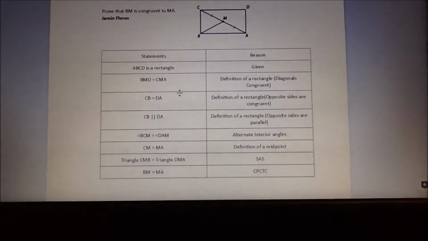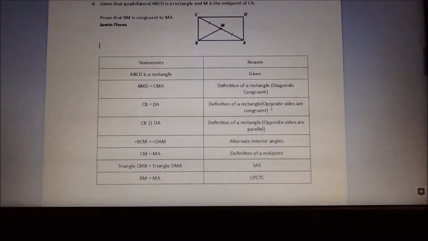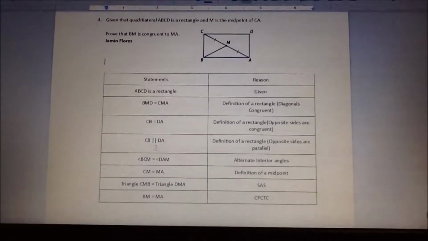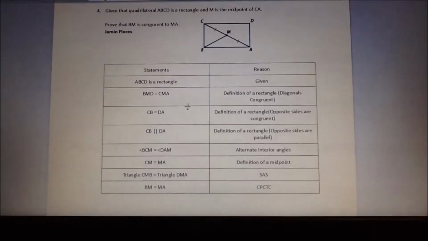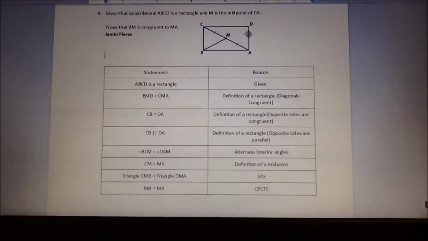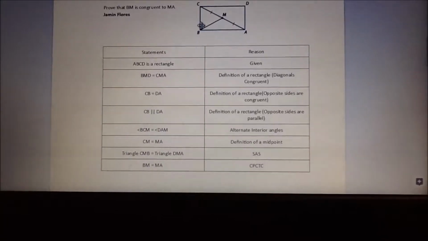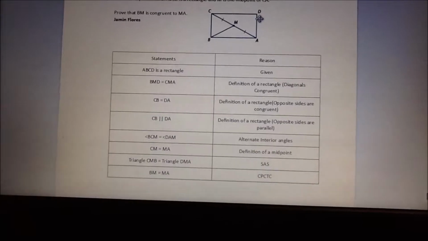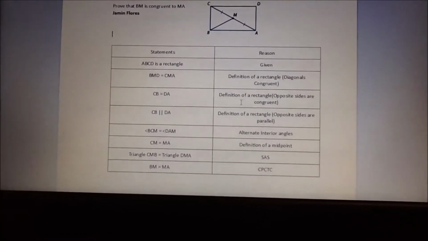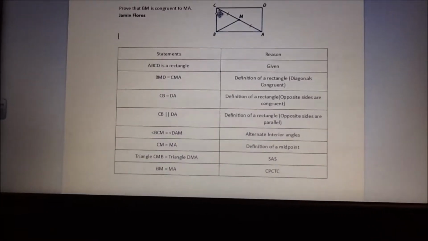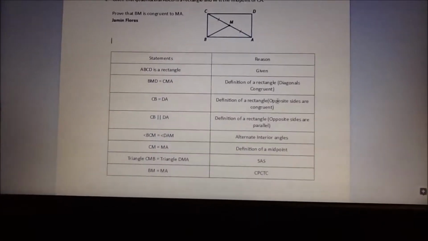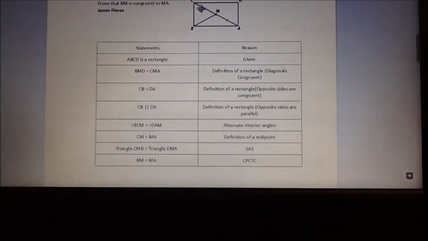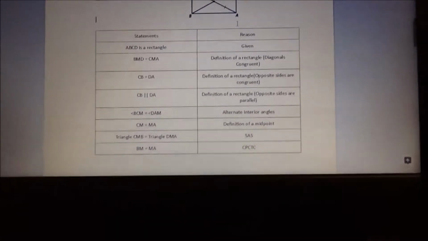And then CB equals DA. Definition of a rectangle, opposite sides are congruent. And then CB is parallel to DA, which is also the definition of a rectangle because opposite sides are parallel. And then angle BCM and angle DAM are equal to each other because alternate interior angles. And then CM is equal to MA because of the definition of a midpoint. Both sides of the line are going to be congruent.